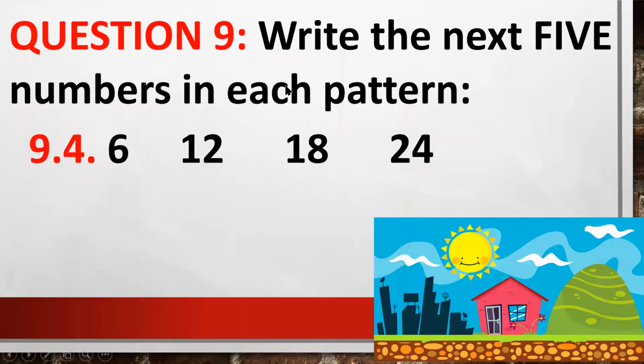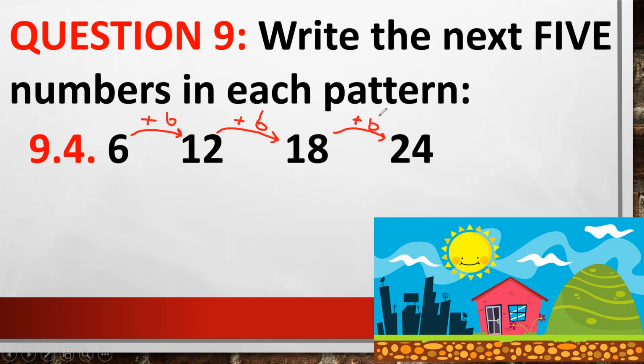Another question now. Let's see. Can I try with times 2? 2 times 6, 12. 12 times 2 is 24, but it is 18, so it doesn't work. So what can we do now? If I said plus 6, is it going to work? Let's try plus 6. 6 plus 6, 12, yes, it is working. 12 plus 6 is 18, yes. And then 18 plus 6, 24, yes, it is working.